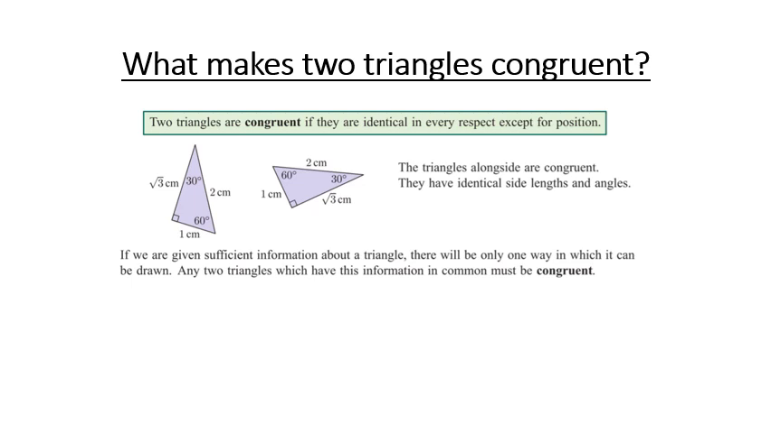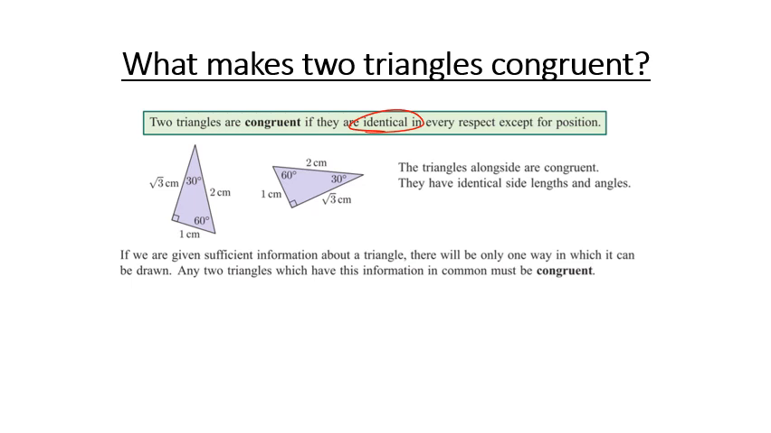Similar to the video on congruent figures, two triangles are congruent if they are identical in every aspect except for position. So if the sides are the same length and the angles are the same, they're going to be congruent. It doesn't matter if they've been rotated, reflected, or translated. If their side lengths are the same and their angles are the same, they will be the same size in every aspect except for position.